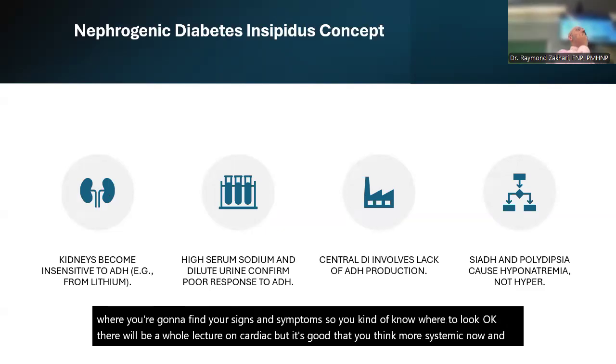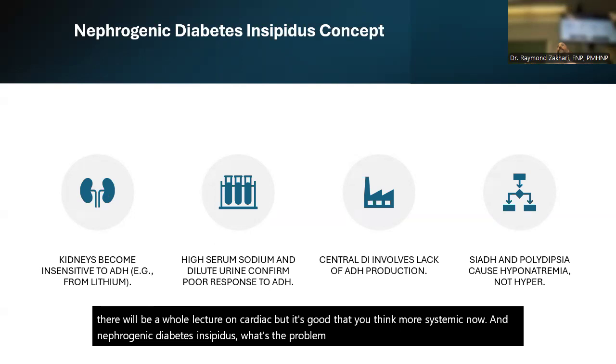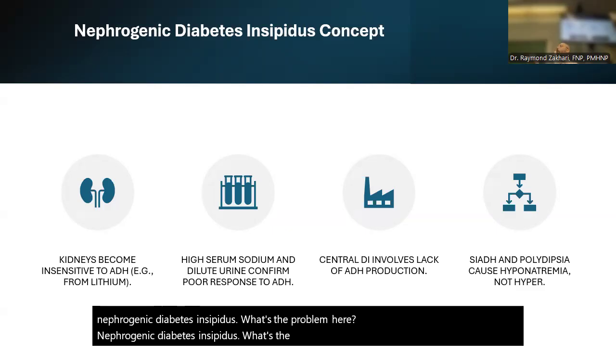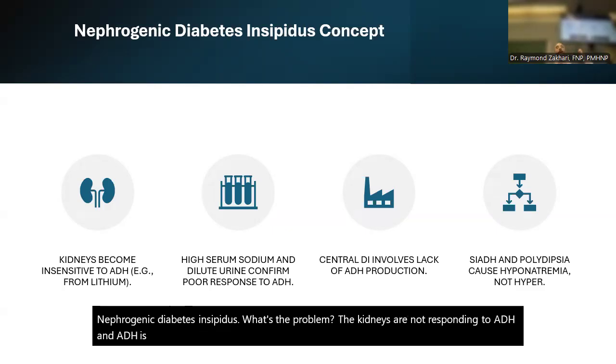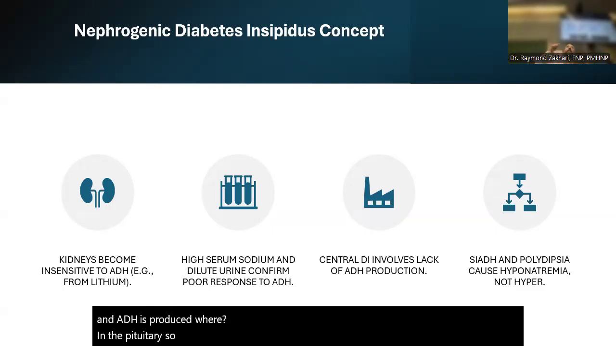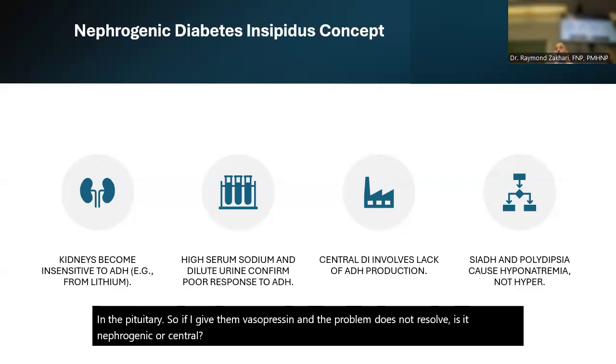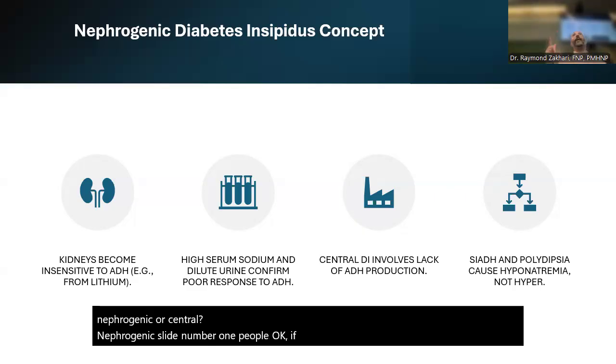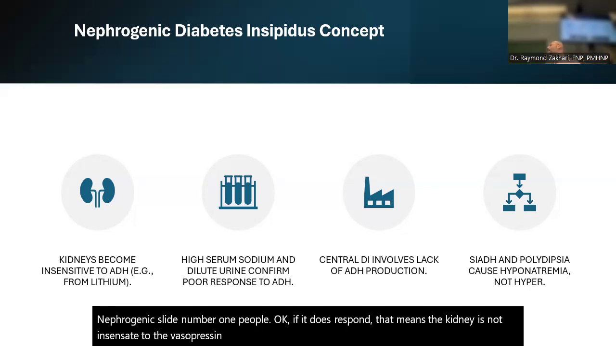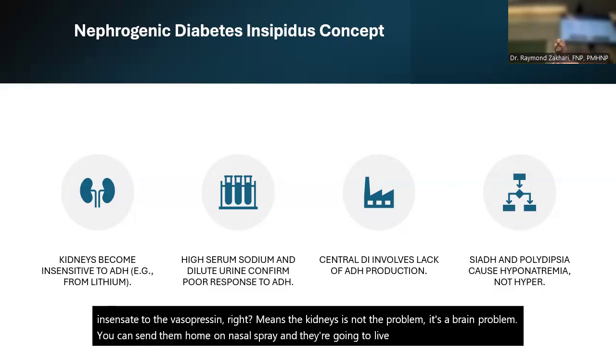And nephrogenic diabetes insipidus. What's the problem here? Nephrogenic diabetes insipidus. What's the problem? The kidneys are not responding to ADH. And ADH is produced where? In the pituitary. So if I give them vasopressin and the problem does not resolve, is it nephrogenic or central? Nephrogenic. Slide number 1, people. Okay. If it does respond, that means the kidney is not insensitive to the vasopressin, right? It means the kidney is not the problem. It's a brain problem. You can send them home on nasal spray and they're going to live on it for the rest of their life, maybe.